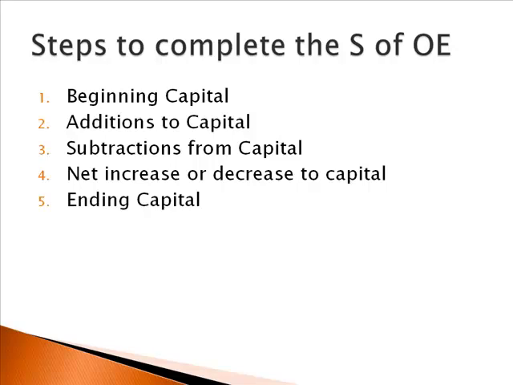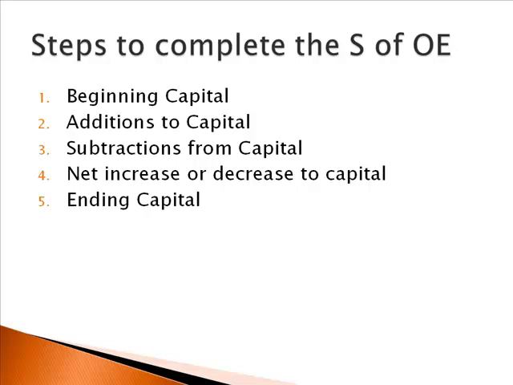The statement of owner's equity then summarizes any additions to the capital over the period and any subtractions to that capital account over the period, and concludes with an ending balance in the capital account at the end of the accounting period. There are basically 5 steps that we use to complete the statement of owner's equity. We start with the first step, which is the beginning balance in the capital account as stated, like owner's capital January 1st, 2008, or whatever the appropriate date happens to be.